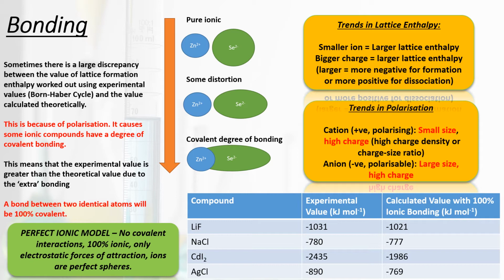Now what we actually mean by this is something called polarization and polarizability. So the anion, the selenium in this case, we say can be polarized. It can have its electron cloud distorted. And this is true for anions. Anions can have their electron clouds distorted. They can be polarized. For this to be really noticeable, what you want is an anion that is very large in size and has a high charge.